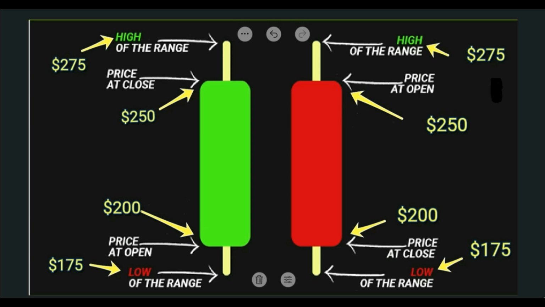And it's the total opposite for the red candle. So on the red candle, you can see where the price opened and where it closed. In the example shown, let's say the price opened at 250 and closed at 200. Now during the day, the price hit a high of the day at 275, which is represented by the top wick, and a low of the day at 175, which is represented by the bottom wick. If the open was the highest price, then there would be no upper wick, and if the close was the lowest price, there would be no lower wick.